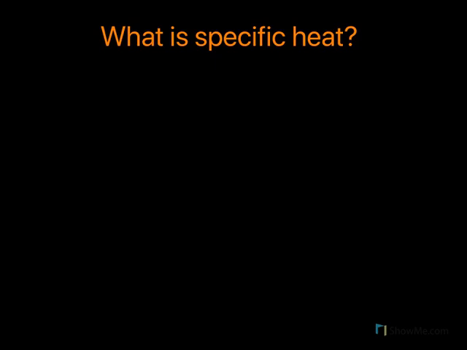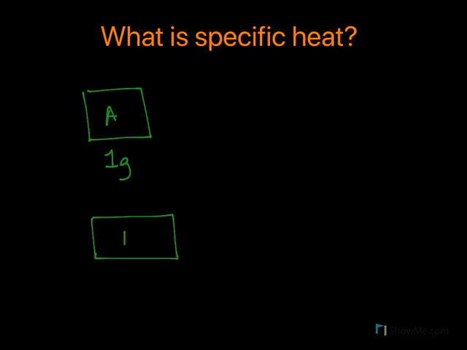Okay, so what is specific heat? So let's say we have two types of materials here. And we have 1 gram of material A. And we have another type of material over here, material B, and we also have 1 gram of it. And let's say our initial temperature at this point is going to be 20 degrees Celsius.